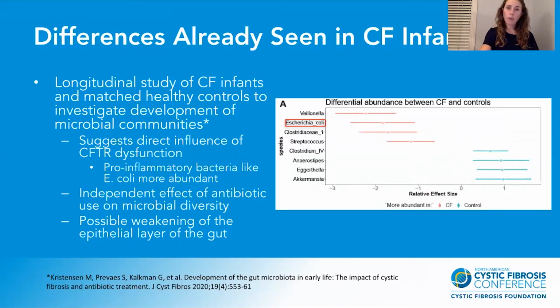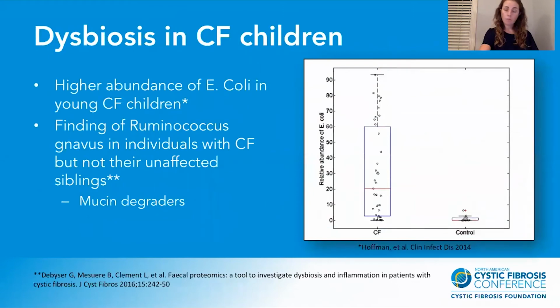Conditions like inflammatory bowel disease and type 2 diabetes have also been associated with a decrease in bifidobacterium. Hoffman et al. found that younger CF children already demonstrated a higher abundance of the gram-negative bacteria E. coli compared to children without CF. DeBiser et al. demonstrated an increase in Ruminococcus gnavus in patients with CF, but not their unaffected siblings. The increased mucus within the CF gut tract may preferentially select the R. gnavus strains since they are known mucin degraders.